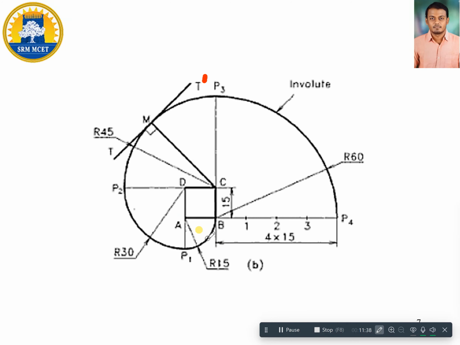Finally mark all the dimensions. At each point they have indicated the radius. So this curve will be equal to R15, this curve will be R30, because this thread length will be equal to 15, this thread length will be equal to 30, this thread length will be equal to 45, and this thread length will be equal to 60. That is how they have marked R45, R60, etc. And the dimension of the square they have indicated as 15 mm.